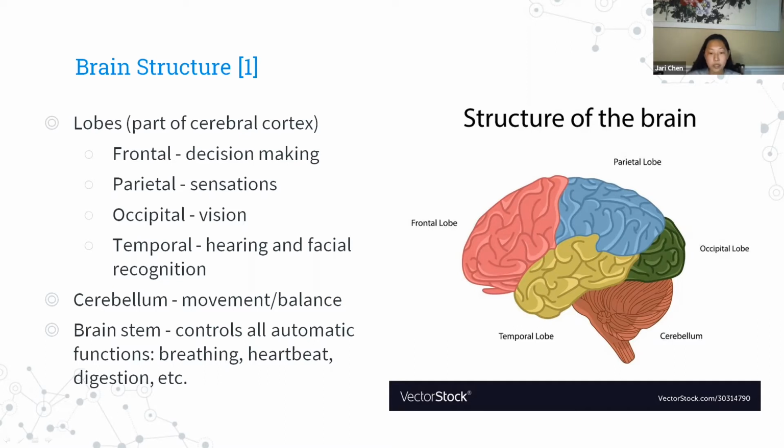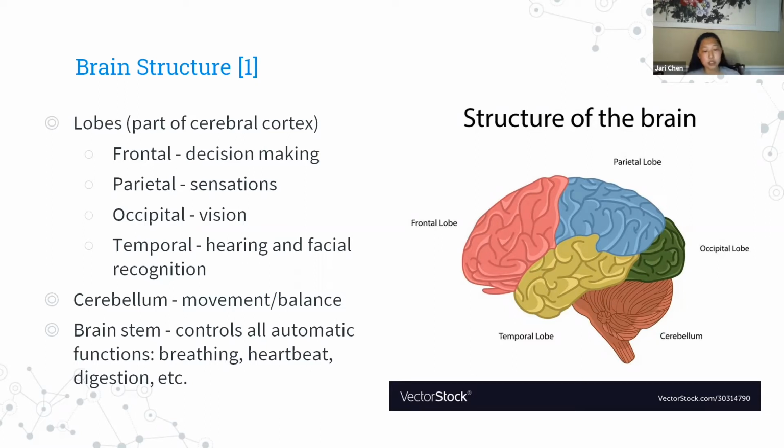On the very back, it's not a lobe, but it's known as the cerebellum, which is important for your movement and your balance, while the brainstem, which is not shown here, controls all your automatic functions like breathing, heartbeat, and digestion. So the brainstem is probably the place where you least want to get injured, because if you do get injured, there's a likelihood that you won't make it out.